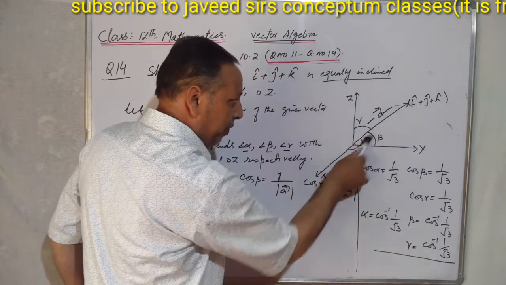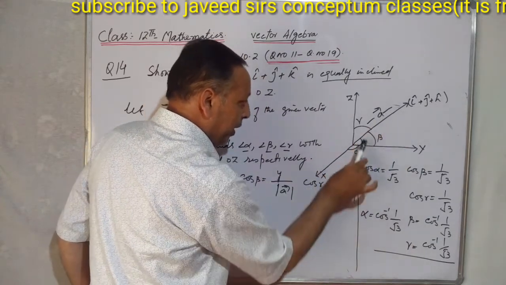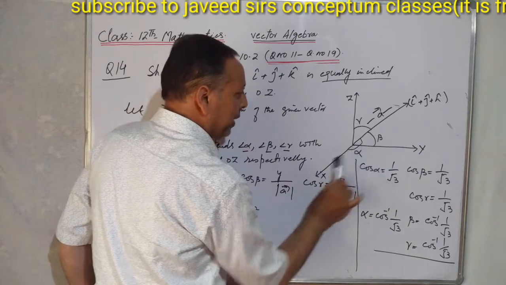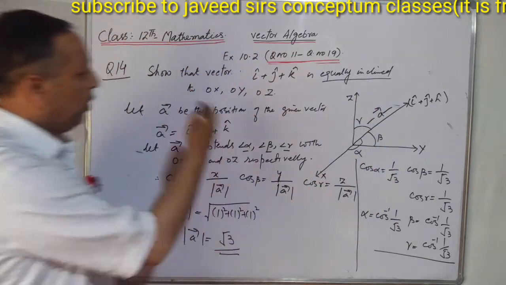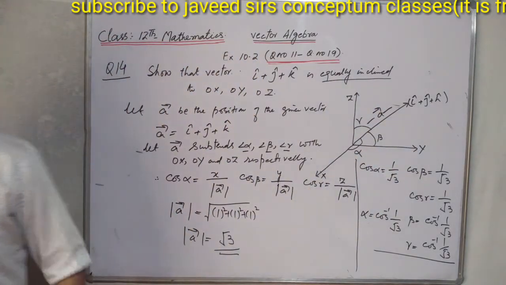Therefore, this vector A is equally inclined to OX, OY, and OZ. Note it down, question number 15.